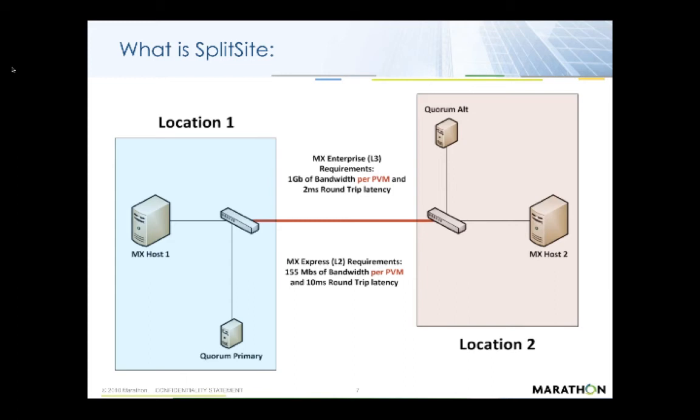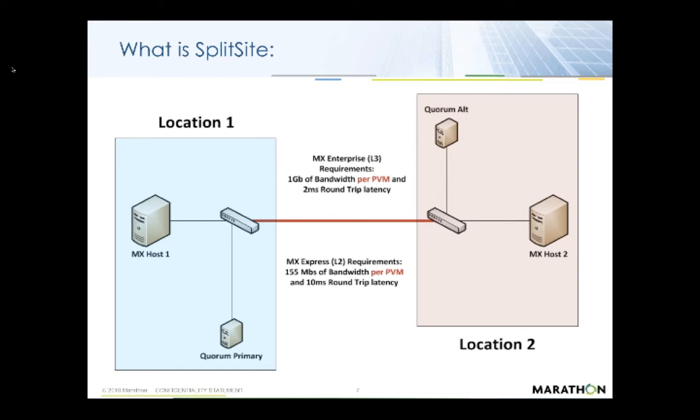Now, in terms of the requirements for split site, and this is really where split site differs from Extend in terms of the way you want to look at implementing this. To get an Everrun MX Enterprise protected virtual machine or a level 3 protected virtual machine running with split site, you need to have a gigabit of bandwidth per virtual machine. So when you add up the bandwidth that's available between the two locations, you'll need 1 gig per virtual machine, and you need to be able to accomplish 2 millisecond round trip latency times, so 2 millisecond round trip ping times. That's for a level 3 FTSMP protected virtual machine or an MX Enterprise protected virtual machine.